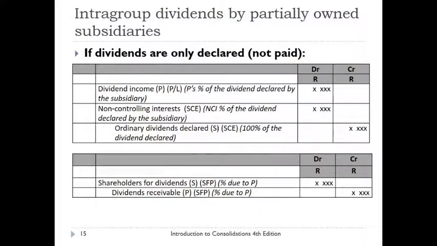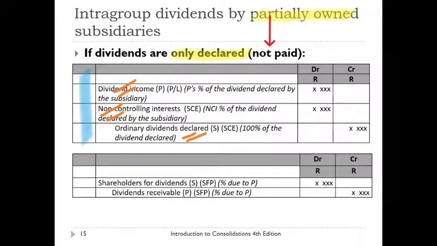So, intra-group dividends by a partially owned subsidiary is summarized as follows in your textbook. The consolidation journal entry applicable if the dividend was only declared and not yet paid would be as follows. The first one I've now explained in the previous discussion. Just note that this is the net journal entry where the dividend income by the parent is eliminated against the dividend declared by the subsidiary, and the non-controlling interest balance is debited because of the decrease in the equity movement. Please note this is exactly the same effect of the previous example.